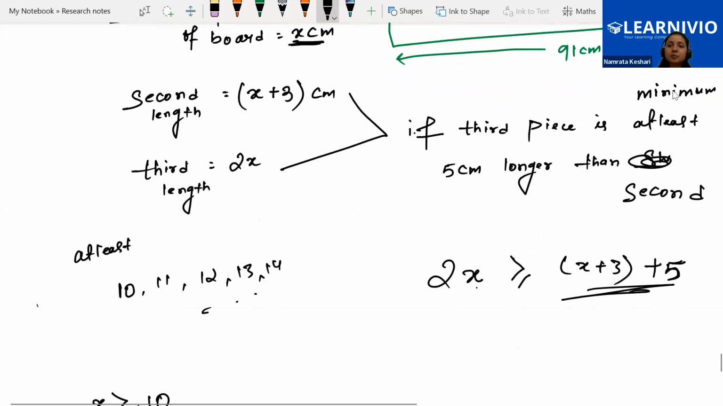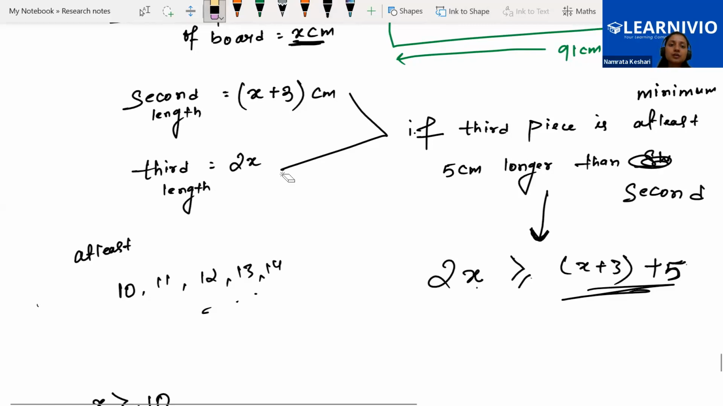Let's summarize this part. If the third piece is at least 5 centimeter longer, that equals to is okay, but greater than that is also fine. Not less than that. Getting it? Are you able to see how we are framing the given statement in the inequality form? Yes or no?